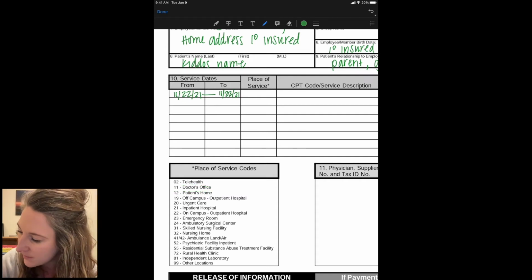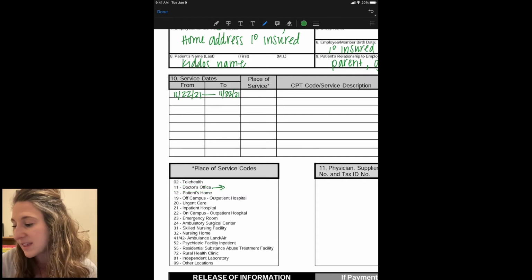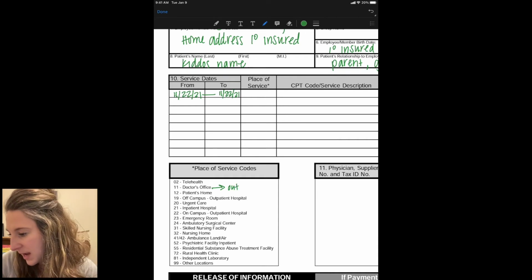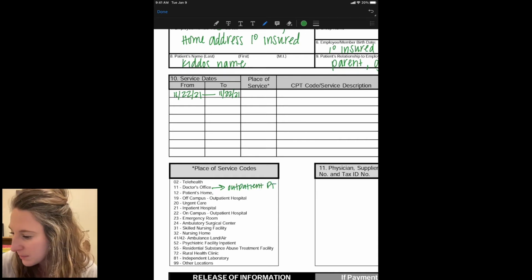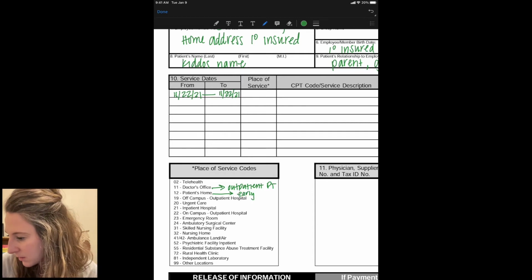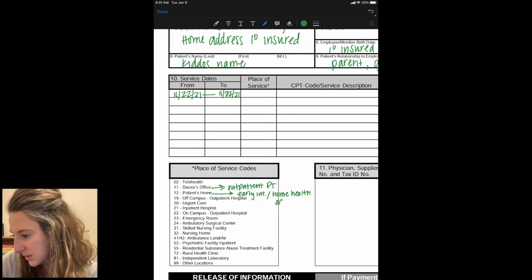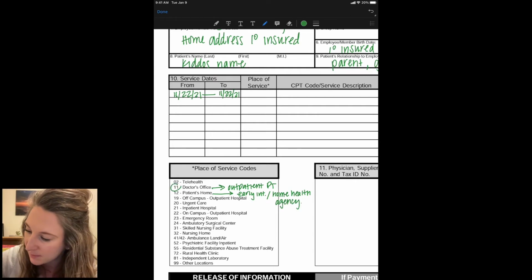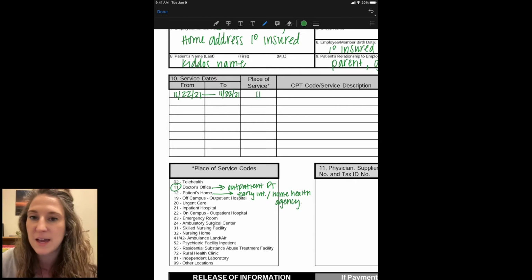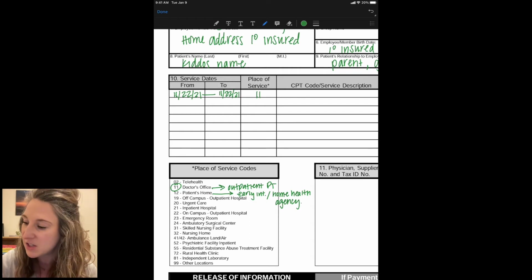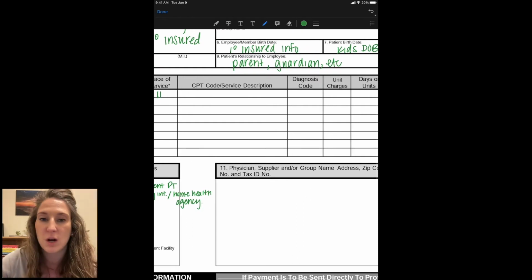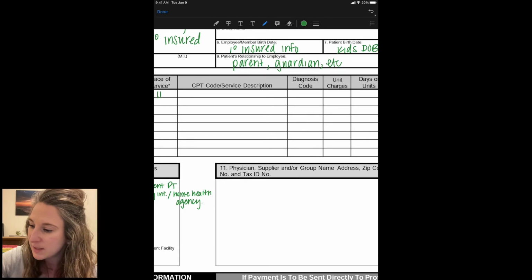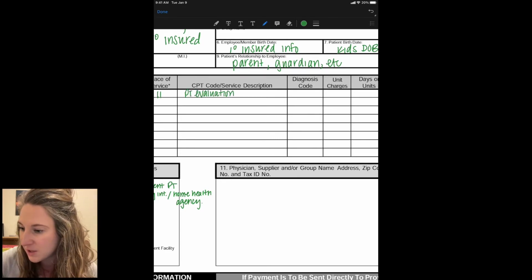The doctor's office is really denoting the type of service. So this is going to be outpatient PT, where the patient home is going to be early intervention / a home health agency. 99% of the time is going to be this 11. Again, you can carry that over from the documentation that you'll receive from your provider. This is going to be like PT evaluation, and then you're going to want that CPT code / service description.